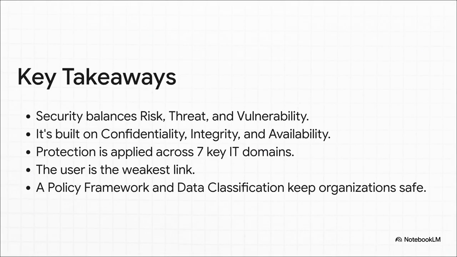All right, let's do a quick recap of everything we've covered. Information security is a constant balancing act between risk, threat, and vulnerability. Its foundation rests on those 3 pillars: confidentiality, integrity, and availability. These principles get applied across 7 distinct IT domains, but always remember, the user is the weakest link. And to manage all of that, organizations rely on a structured policy framework and clear data classification standards.